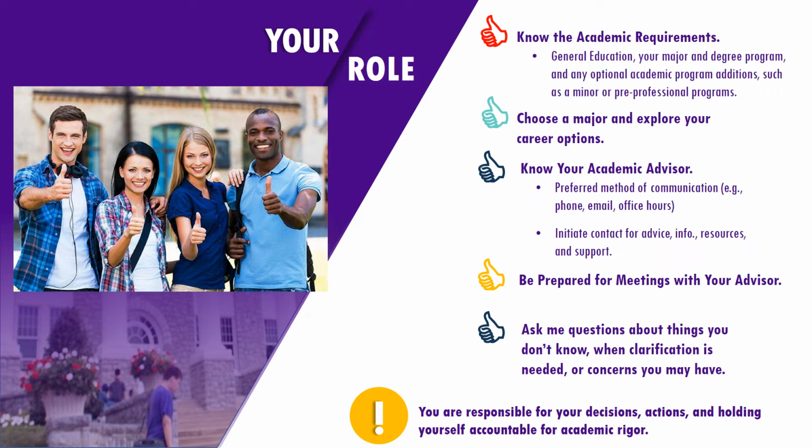Number 2, choose a major and explore your career options. Many of you have already chosen a major at this point, but you may or may not know all of your career options. Career and Academic Planning is an office where you can receive additional information about what your career options will be after graduation. In addition, you'll be learning about careers potentially also in your major classes as you progress through your sophomore, junior, and senior years. Number 3, know your academic advisor, his or her preferred method of communication, their phone, email, office hours, and initiate contact with them for support.